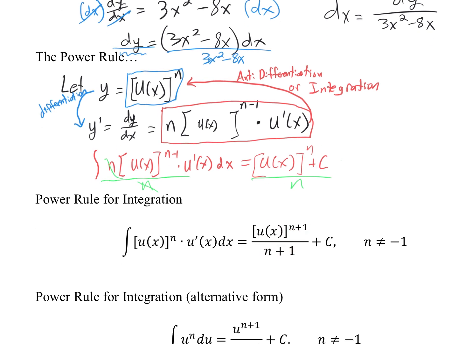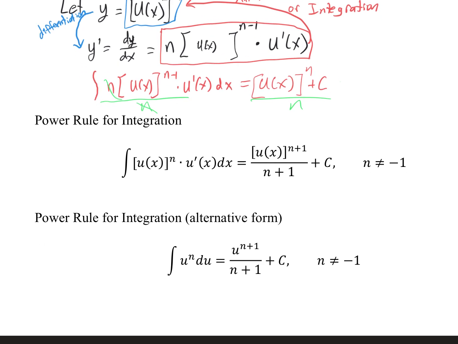plus 1. Now, there's a lot of ways that we can write our notation. So a different way to write this notation, instead of calling this u of x, we could just call it u. So the antiderivative of u to the n, du, where du is the derivative of u, would be u to the n plus 1 all over n plus 1, plus that constant of integration.